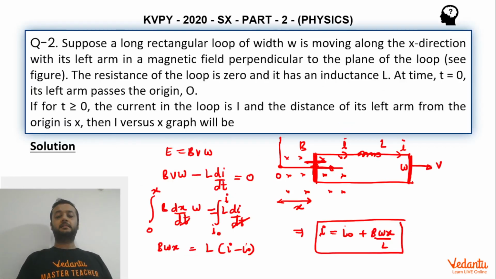One more thing, some of you might think that after a while this rod will come out of the magnetic field. So we don't consider such cases unless and until it is specifically mentioned in the question. We have to assume that this magnetic field extends till a very long distance. That means we don't have to consider that case where this rod will come out of the magnetic field unless and until it is specifically mentioned or asked in the question. Right? That's it. Thank you.